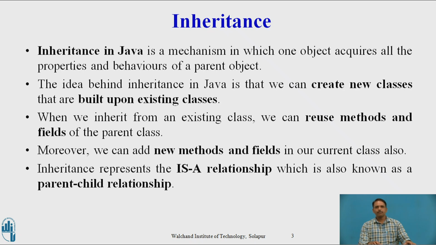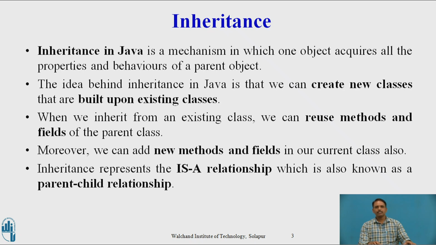When we inherit from an existing class, we can reuse methods and fields of the parent class. Moreover, we can add new methods and fields in our current class also, which leads to the concept of extendability. So inheritance mainly focuses on reuse and extendability. Inheritance represents the relationship called is a relationship, which is also known as parent-child relationship.